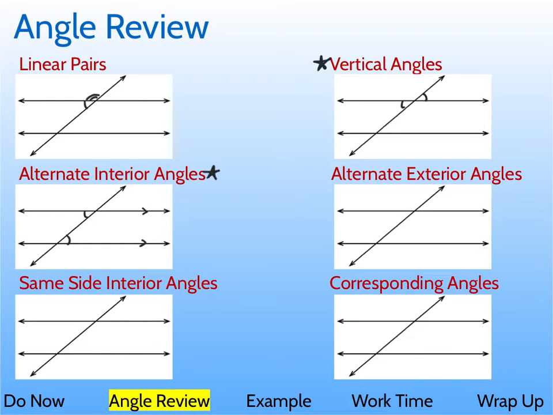Alternate exterior angles are also congruent as long as the lines are parallel. So that's this angle and this angle. These don't pop up that often. Same side interior angles don't pop up that often either, but as long as the lines are parallel, same side interior angles are supplementary. They add up to 180. And corresponding angles, as long as the lines are parallel, these are congruent. These don't pop up too often in triangle congruence proofs, but they do pop up in triangle similarity proofs a lot. So just save that for next unit, and then we'll talk about it more.